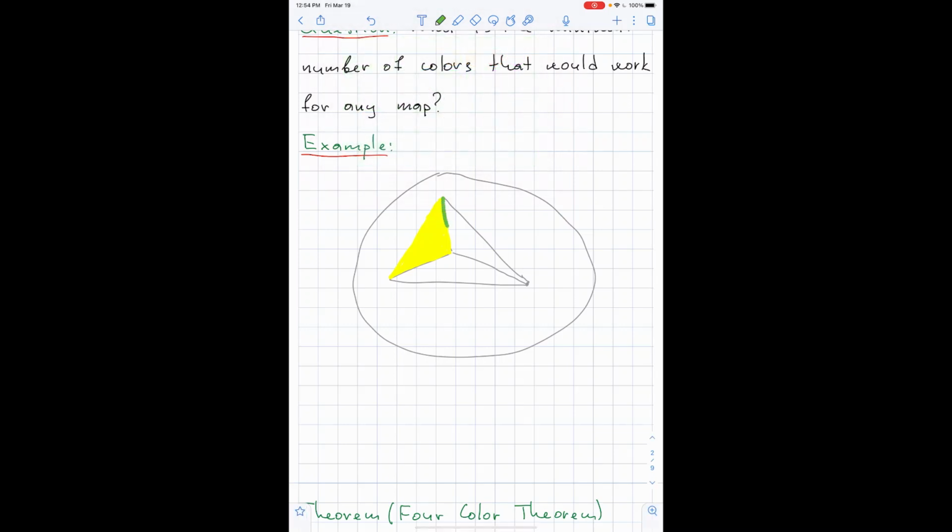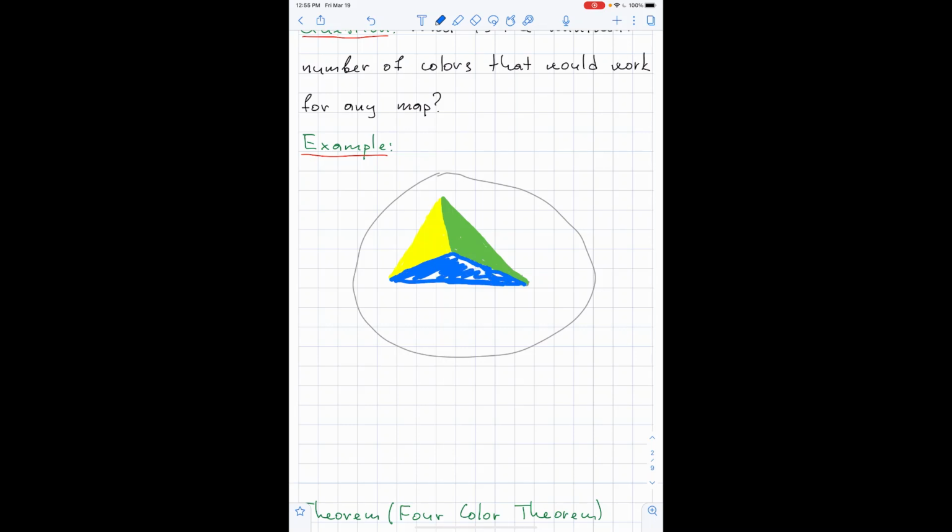So maybe I'll use green for this one, but after that I cannot use green again. So I'll have to choose yet another color. So basically I'll have to use as many colors as there are countries. So there are 4 countries. I'll need 4 colors. So I do need at least 4 colors for this particular map, and therefore if we want to find the number of colors that works for any map, it has to be at least 4.